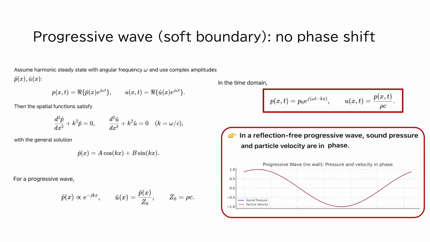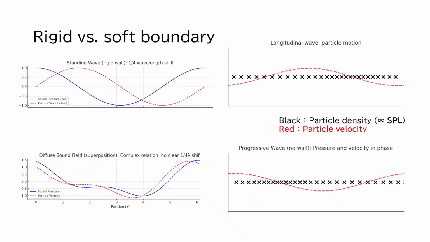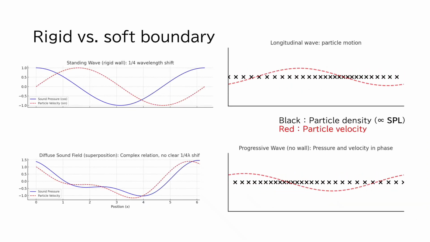With a soft wall or no wall, reflections are weak, and the progressive wave dominates. Here, pressure and particle velocity are in phase, so the 1/4 wavelength rule doesn't apply, and different absorber strategies are required. Let's compare two different conditions, rigid wall versus soft wall.